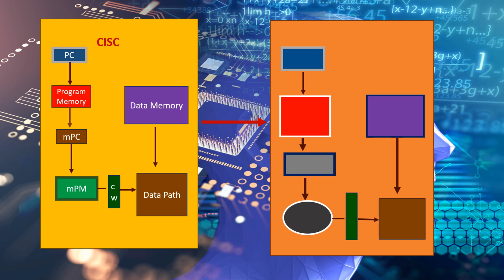Here, CW stands for control word, which is a word that represents a set of micro instructions that control the execution of instructions in a microprogrammed control unit.